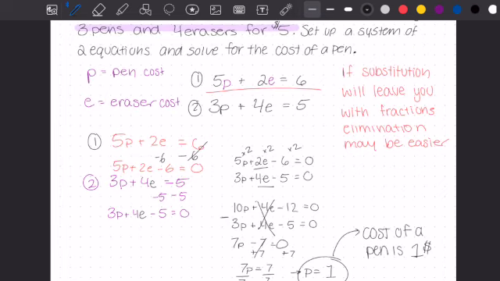And if we read the question carefully, we'll notice that that's all we have to solve for this question, is the cost of our pen. However, you're also able to now solve for the cost of your erasers if you choose to or were asked for that as well. Any questions about this? Okay, so I'm going to stop this.